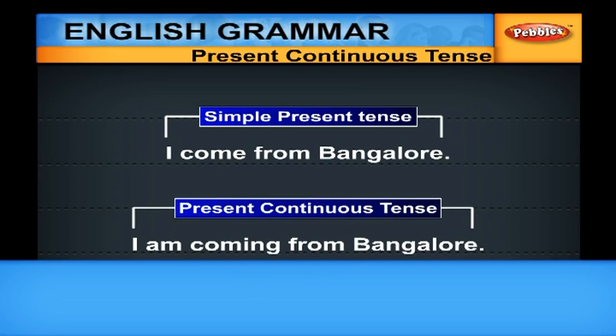So, when I say, I come from Bangalore, I can say that my native place is Bangalore and I have come from Bangalore. When I say, I am coming from Bangalore, you are driving or you are in the process of traveling and the action is progressing. So, when the action is progressing, you have to use continuous form.